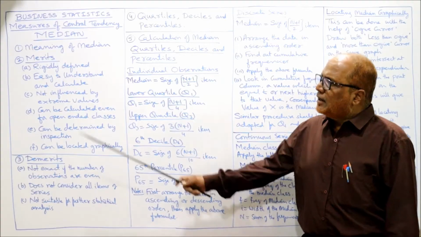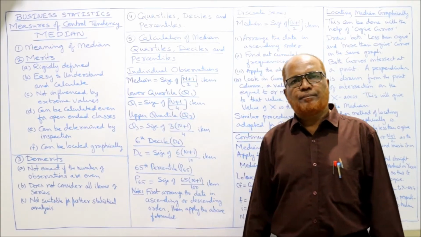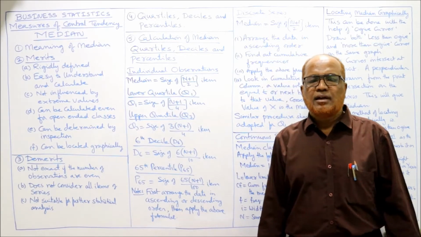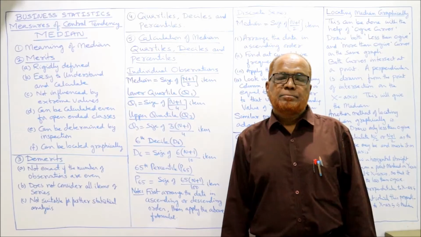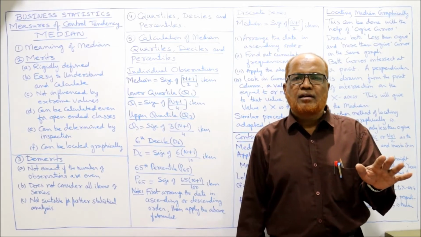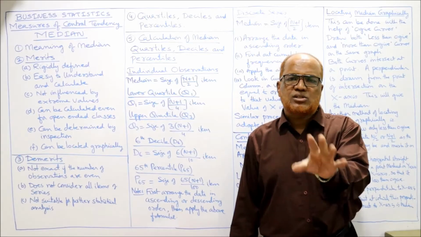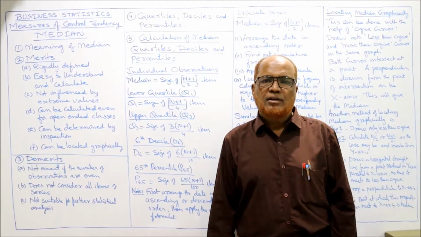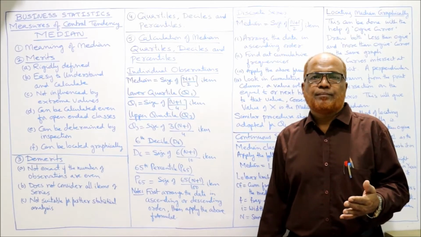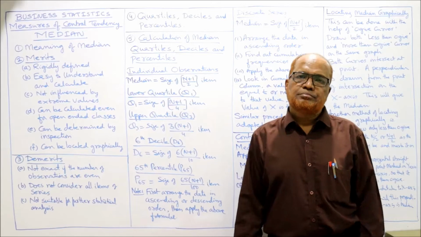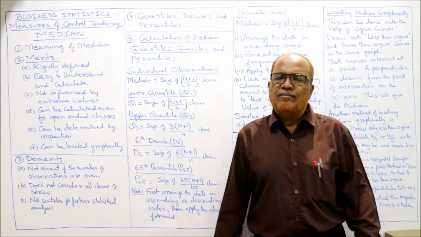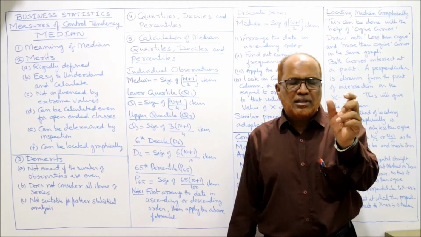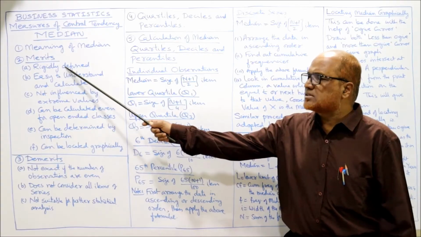That is the median. Now, what are the merits and demerits of the median? The first most important merit of the median is that it is rigidly defined. That means the definition of the median is very clear. The value which is exactly at the middle of the series is called the median. No two opinions, no two different meanings. So there is no ambiguity in the definition and meaning of the term median. Every author will give the same definition and meaning: it is the value exactly in the middle of the series. That's why it is rigidly defined.